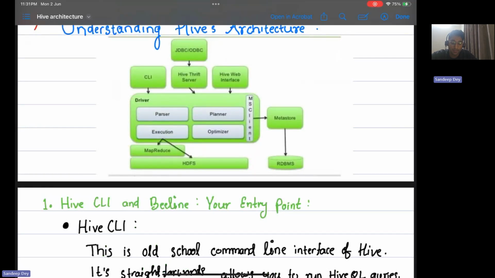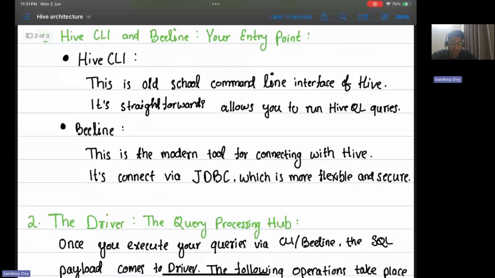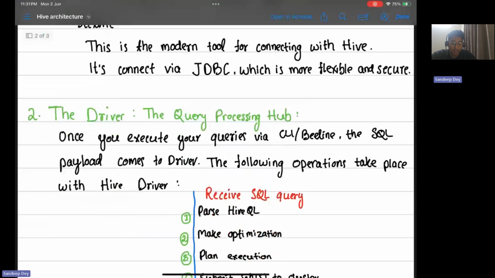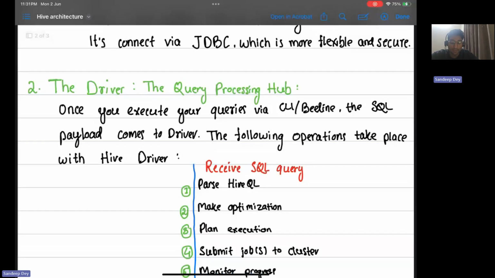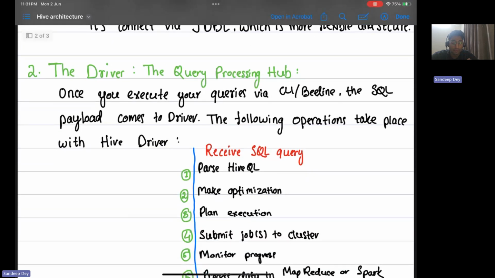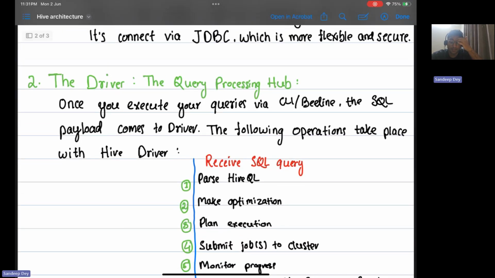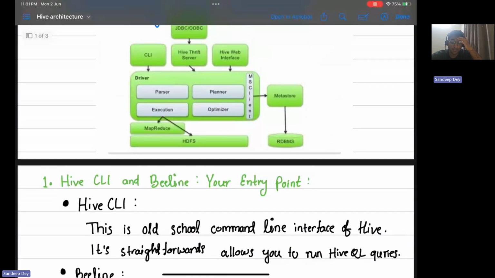Next, you can see this is the driver. Inside the driver you can see four components: parser, planner, execution, optimizer. We'll go through each and see what these are doing. The driver is the query processing hub. Once you execute your query via CLI or Beeline, the SQL payload comes into the driver. Then the driver comes into play.